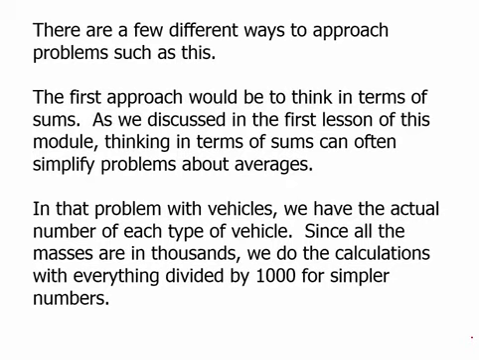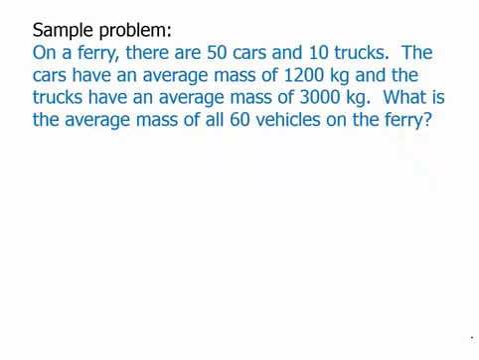In that problem with vehicles, we have the actual number of each type of vehicle. Since all the masses are in thousands, we do the calculations with everything divided by 1,000 just for simpler numbers. So here's the problem again. And so how would we find the sums? Well, sum is average times number. So for the cars, that's going to be 50, and instead of writing 1,200, I'm going to divide by 1,000 and just write it as 1.2, just so we don't have a bunch of extra zeros floating around. 50 times 1.2 is the same as 5 times 12, which is 60.